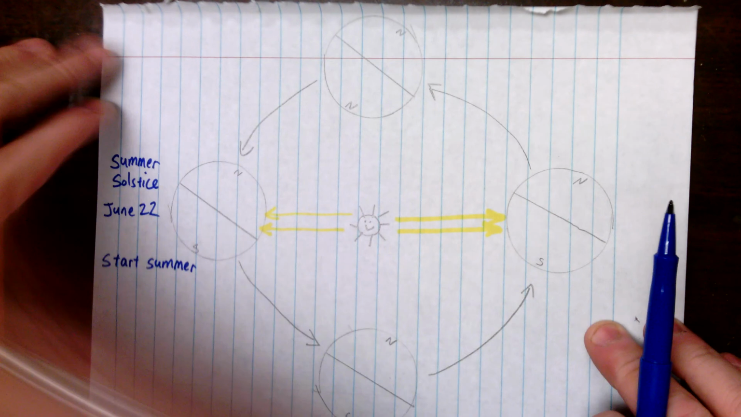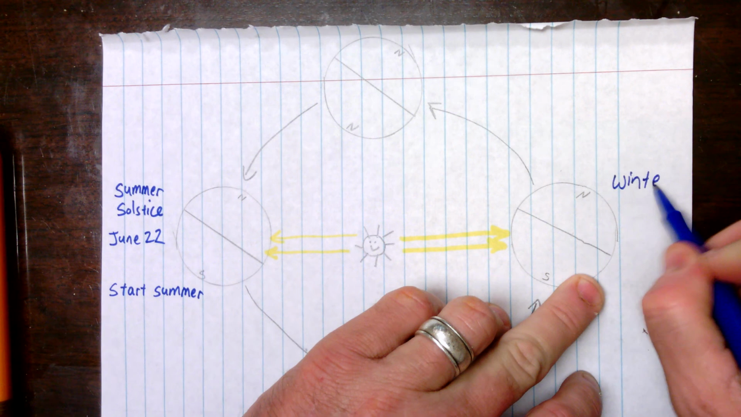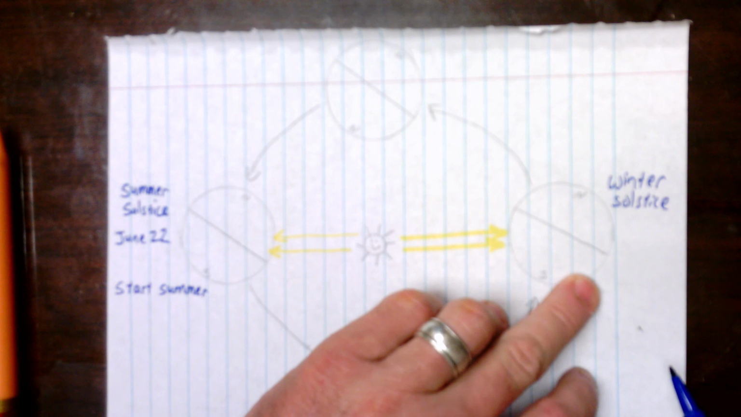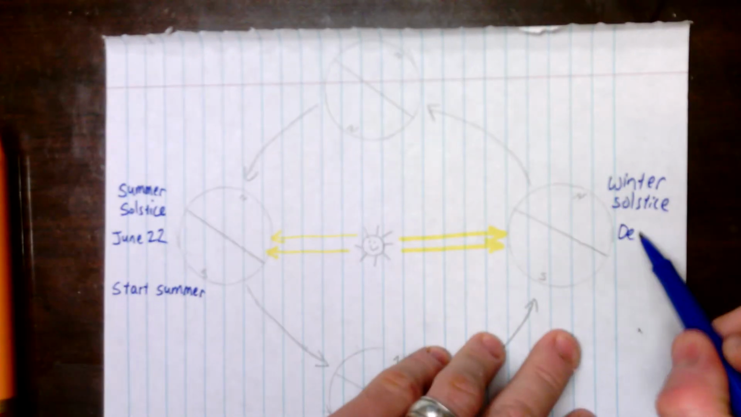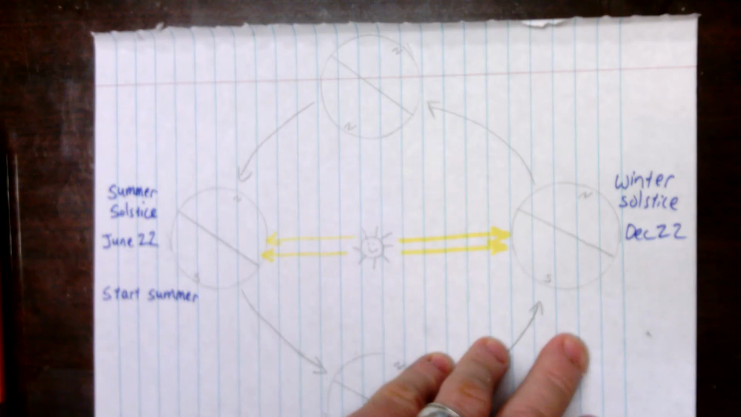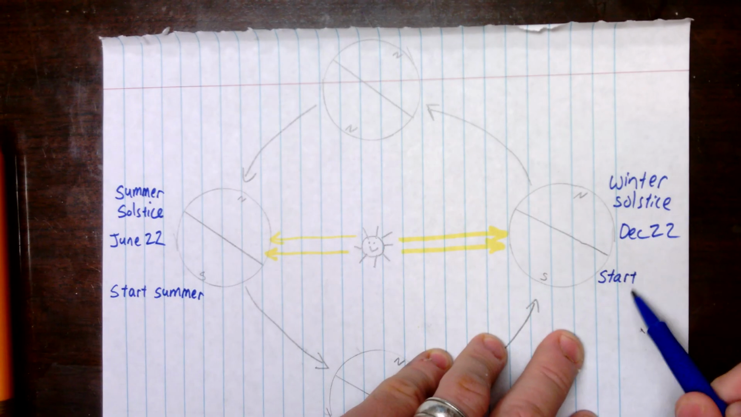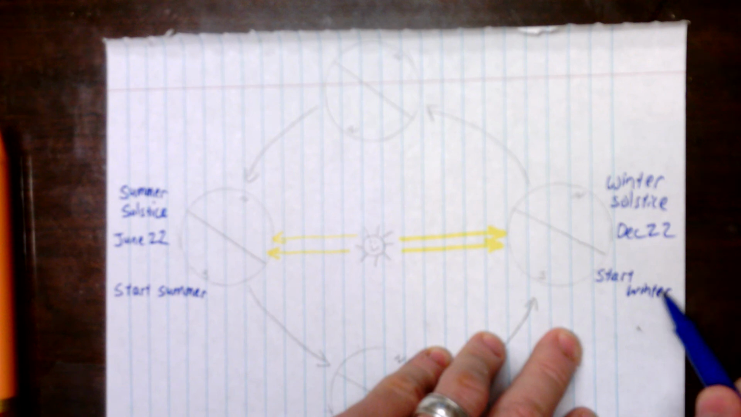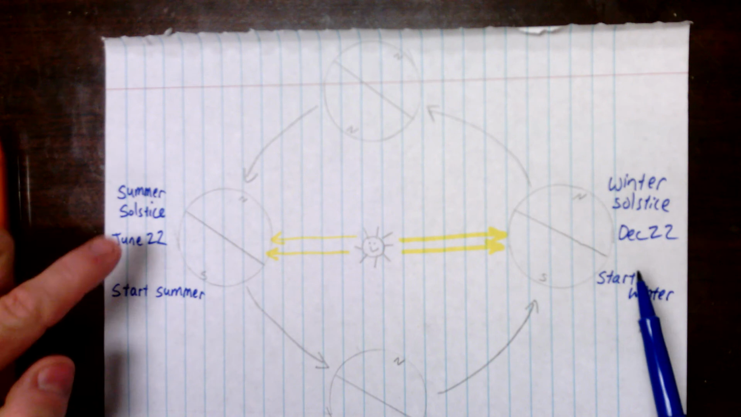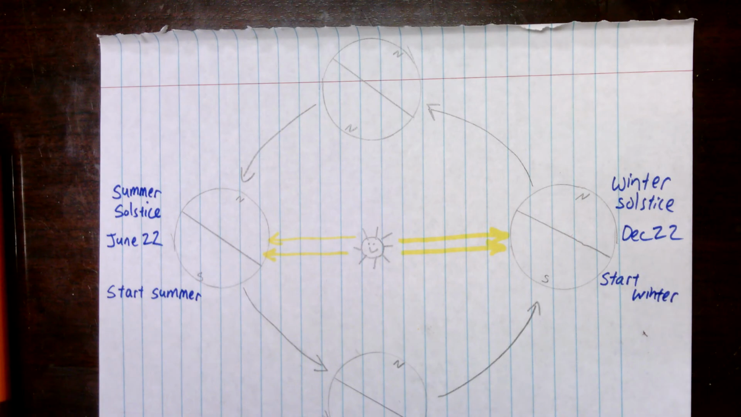The southern hemisphere is. This is called the winter solstice. It's about December 22nd, 23rd, somewhere around there. And this is where we start winter. It is the shortest day of the year, and the other is the longest day of the year, because we're getting the most sunlight and we're getting the least sunlight.